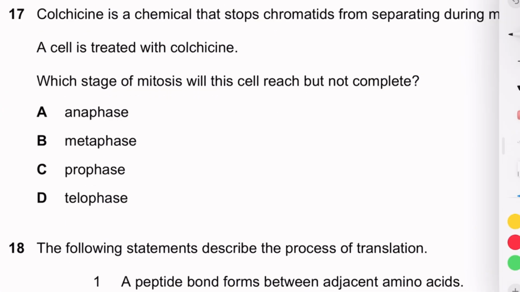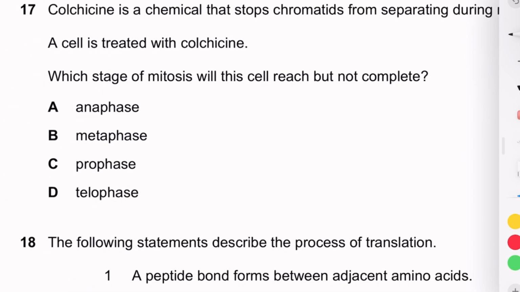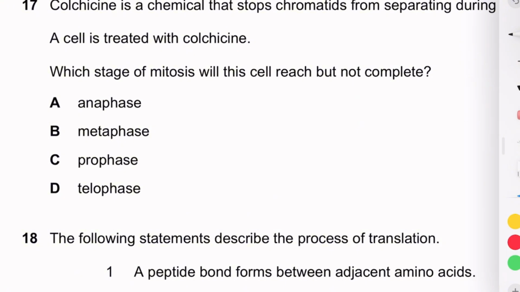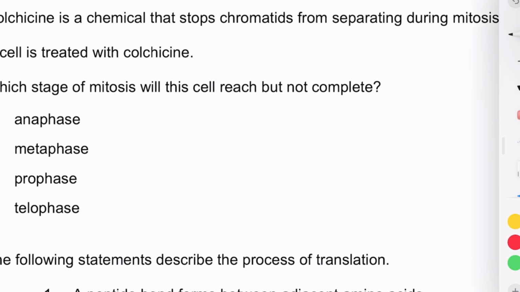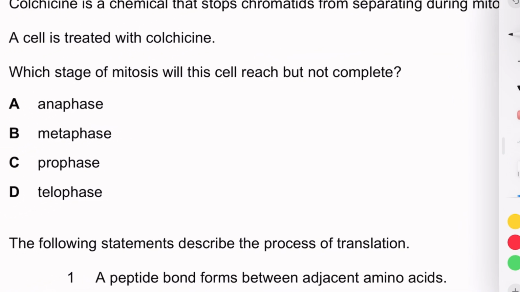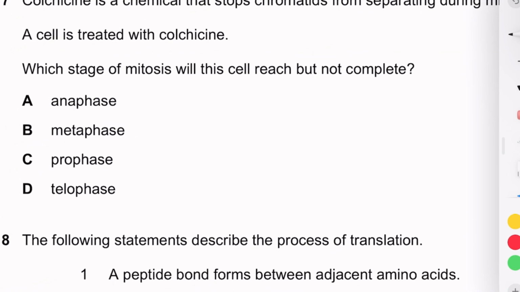Colchicine is a drug chemical that stops chromatids from separating during mitosis. A cell is treated with colchicine, and which stage of mitosis will this reach but not complete? So basically, we're going to stop the chromatids from separating during mitosis, meaning anaphase is not even going to happen. So we're not going to reach anaphase. However, we're going to reach metaphase and stop there. So we're not going to complete it, since we never transition to anaphase.